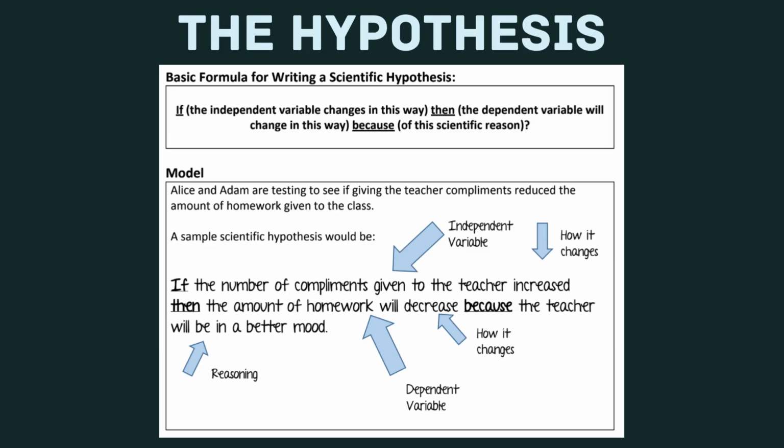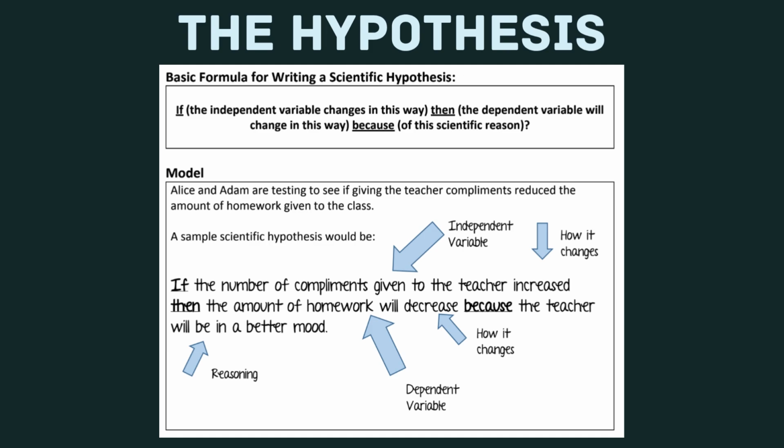So what's the because here? Well, the because that they came up with is because the teacher will be in a better mood. And we know that logically, if you're in a better mood, you're probably going to assign maybe less homework, right? So the hypothesis that Alice and Adam come up with, their assumption or their guess here, is that if the number of compliments given to the teacher increased, then the amount of homework will decrease because the teacher will be in a better mood. So more compliments causes less homework.